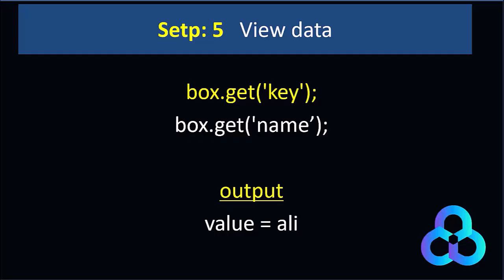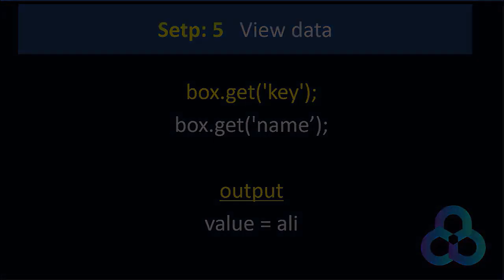Step number 5. View data. Now we will view our stored data using the Hive get method. It takes a key as a parameter and gives its value.